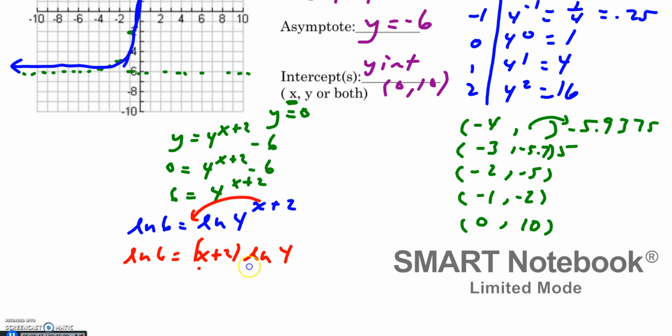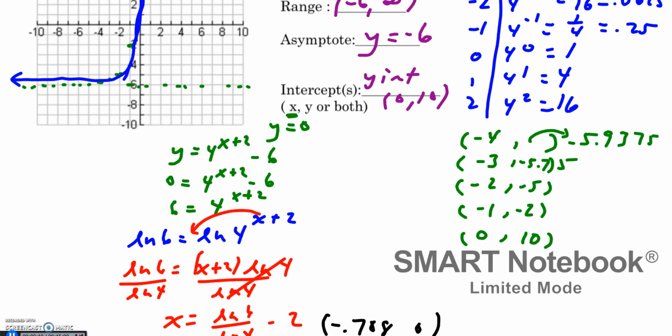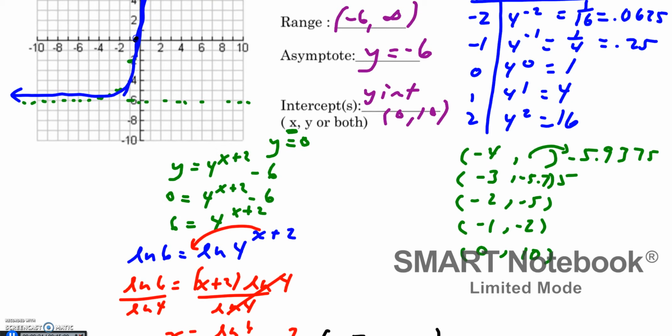And from there, your goal is to get x alone. So I would suggest dividing by ln of 4 on both sides. So you'd have x + 2 equals ln of 6 divided by ln of 4. So you'd have to subtract the 2 as the last move. So x would be equal to ln of 6 divided by ln of 4 minus 2. And if you grab your calculator and you plug this in exactly, I got this value to really be -0.708, 0. And if you look back at your graph, does it look like the graph could cross at -0.708? Yes, it seems reasonable because it crosses the x-axis about there.